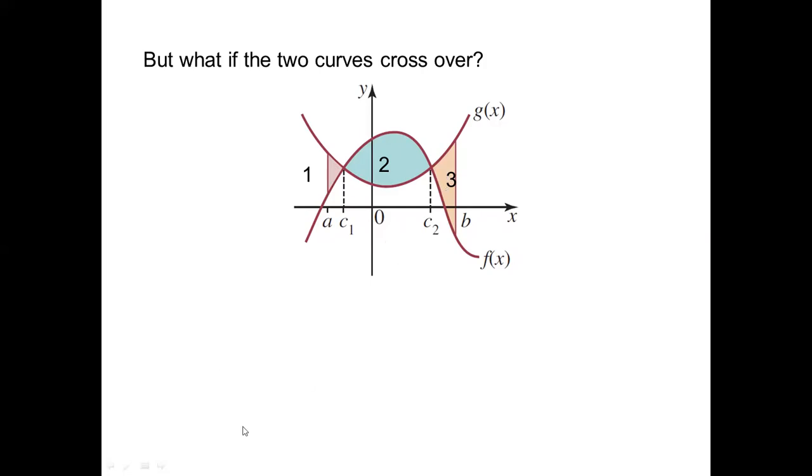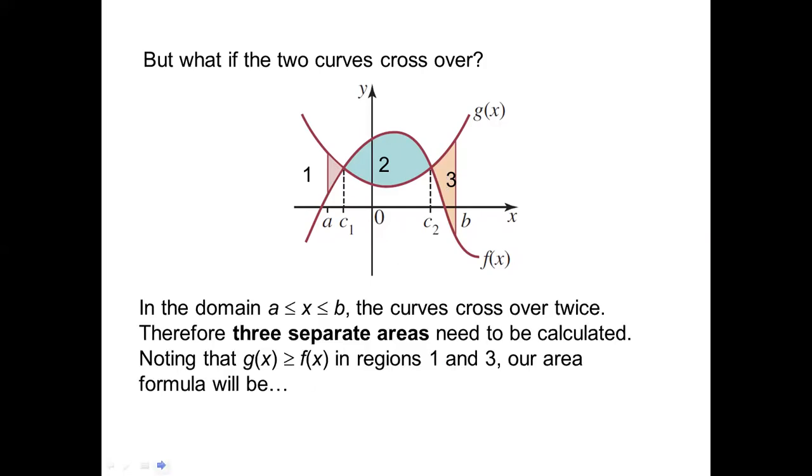Again, in principle, we will do the same thing. We will add up all the areas that are enclosed by these curves in the designated interval or domain. So in the domain x greater than or equal to A, but less than B, meaning it's all in this region, the curves cross over twice. This is the first crossing. This is the second crossing. Therefore, 3 separate areas are to be calculated.